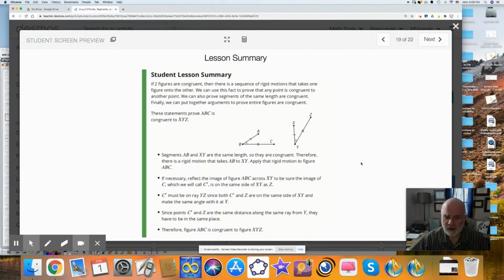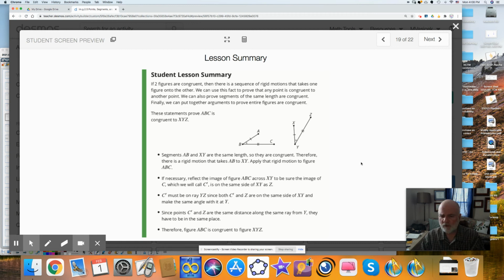So these statements below prove that ABC is congruent to XYZ. Segments AB and XY are the same length, so they're congruent. That's what we proved in this lesson. Therefore, there's a rigid motion sequence that takes AB onto XY. Apply that rigid motion to the figure ABC, whatever that transformation is. If necessary, we have to reflect the image of figure ABC. The image of the figure ABC is what it is after you've translated and lined them up.